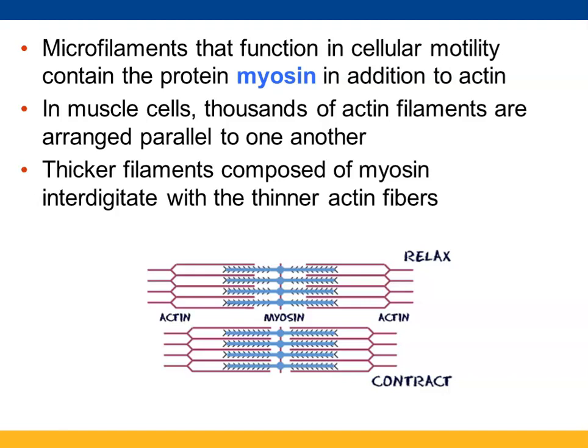The actin filaments are arranged in a parallel setup to one another, and then the myosin fibers are going to be between those thinner actin fibers. And you can see when they are relaxed, it allows those actin fibers to spread out. And then when they contract, the myosin helps to bring them closer to one another.